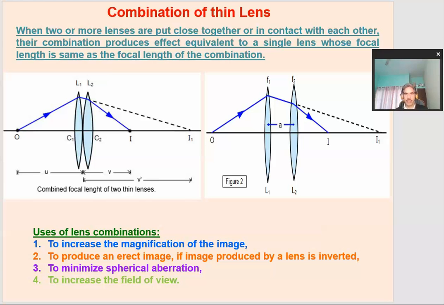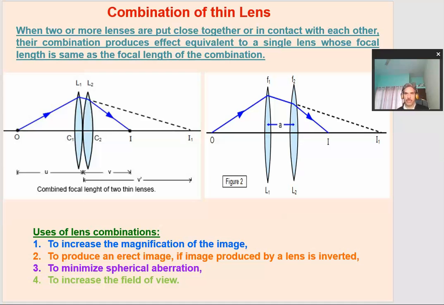Today we will discuss the topic of combination of thin lenses. Under this topic we will discuss why the combination of thin lenses is an advantageous situation and how their focal lengths are related to each other. We will also discuss how this combination of thin lenses is important to use. So let us start.